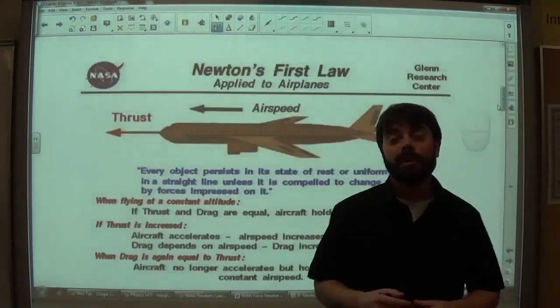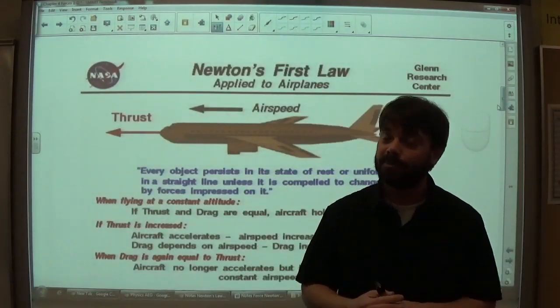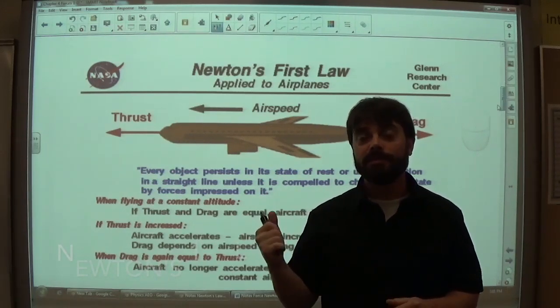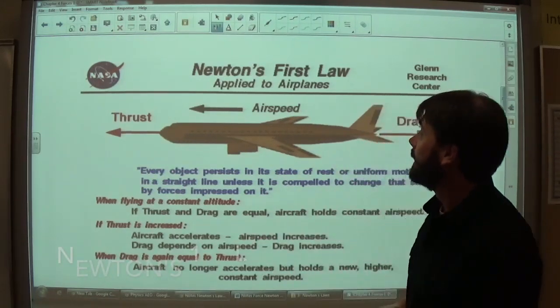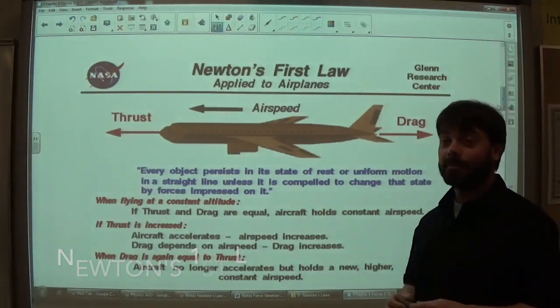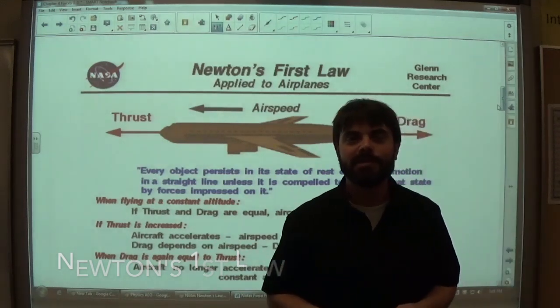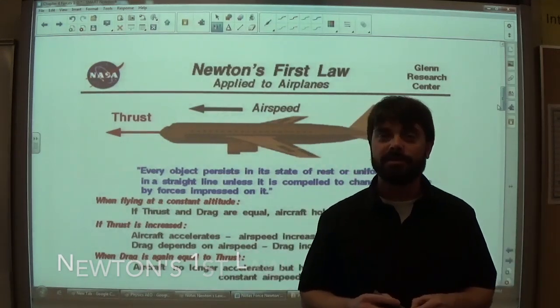So we're going to talk about Newton's three laws. It's a pretty common concept. I'm sure you've probably heard about it sometime in the past. Newton's first law describes objects at rest staying at rest and objects in motion staying in motion unless they're acted upon by some outside force. This is also known as the law of inertia.